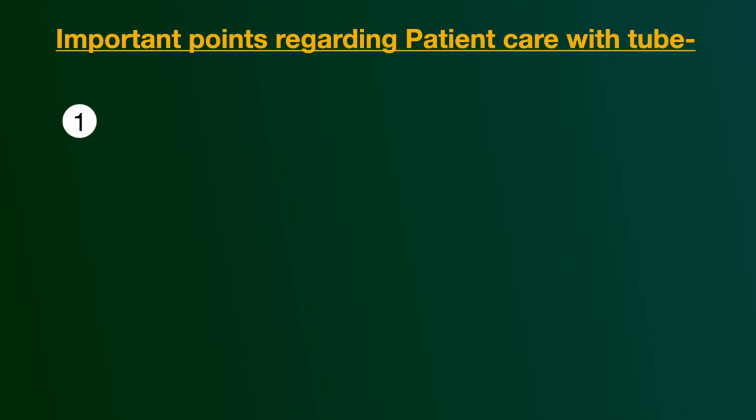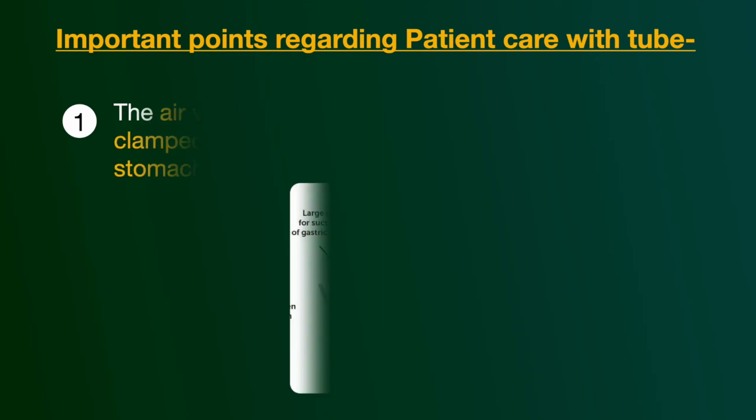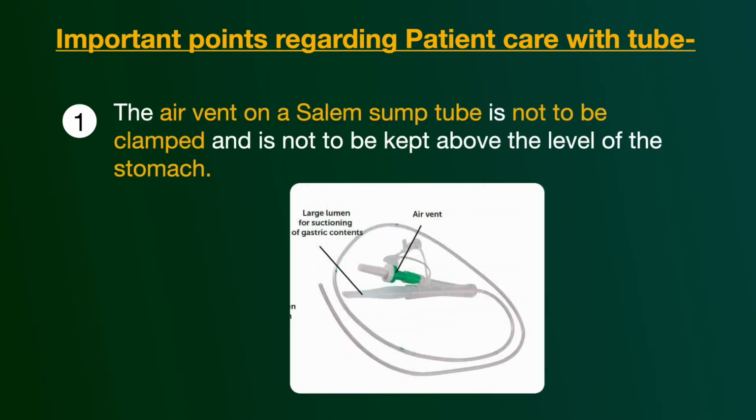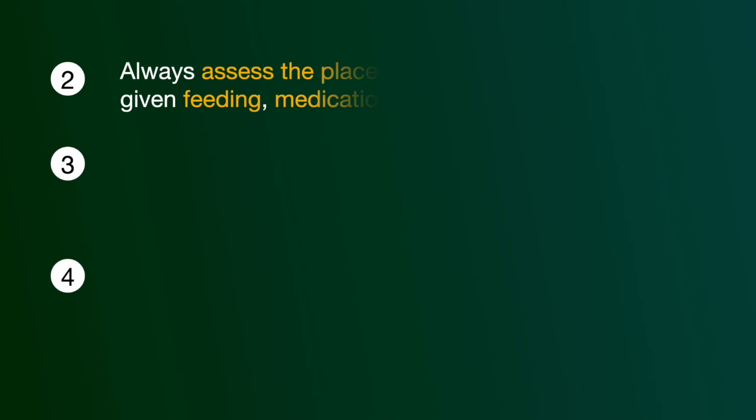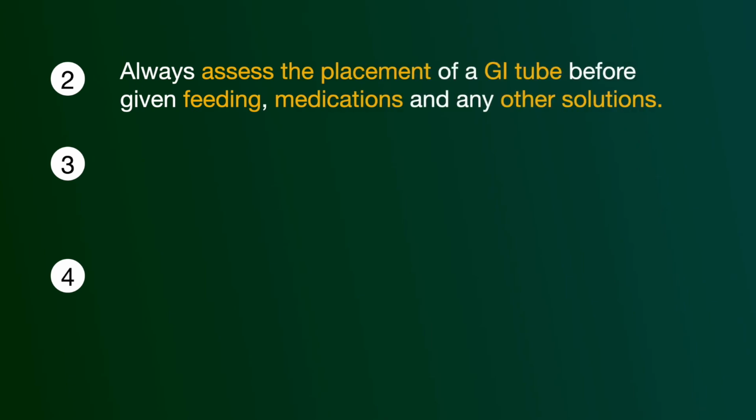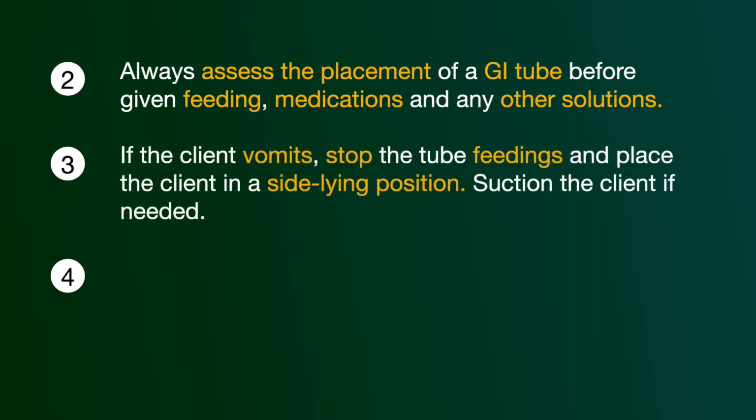Now we will discuss important points related to patient care with tube. Point number 1. The air vent on a Salem sump tube is not to be clamped and is not to be kept above the level of the stomach. Point number 2. Always assess the placement of a GI tube, meaning gastrointestinal tube, before giving feeding, medications and any other solution. Point number 3. If the client vomits, stop the tube feedings and place the client in a side-lying position. Suction the client if needed.